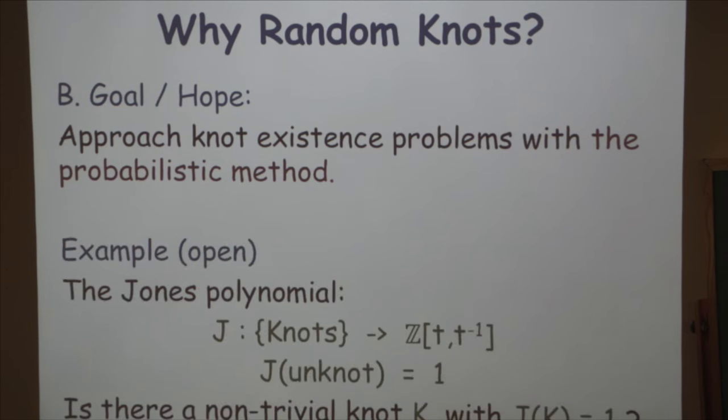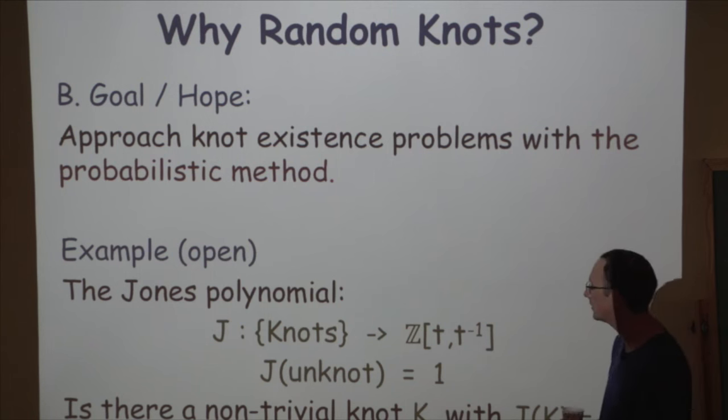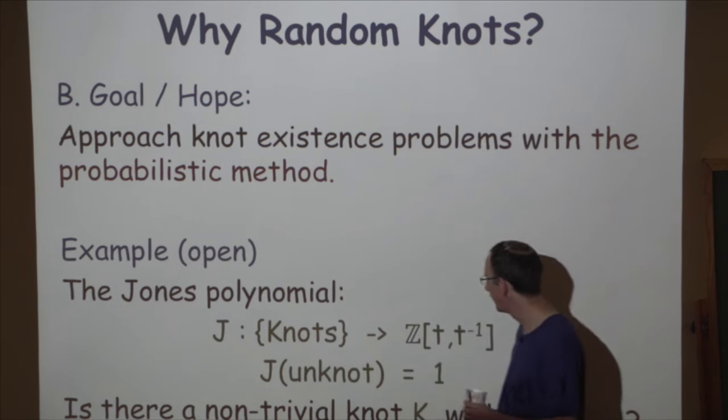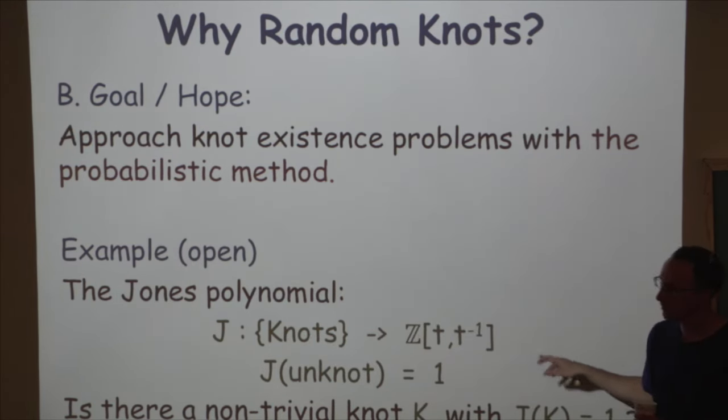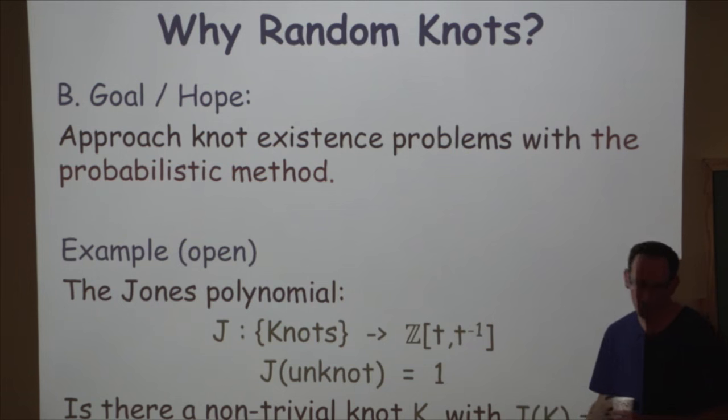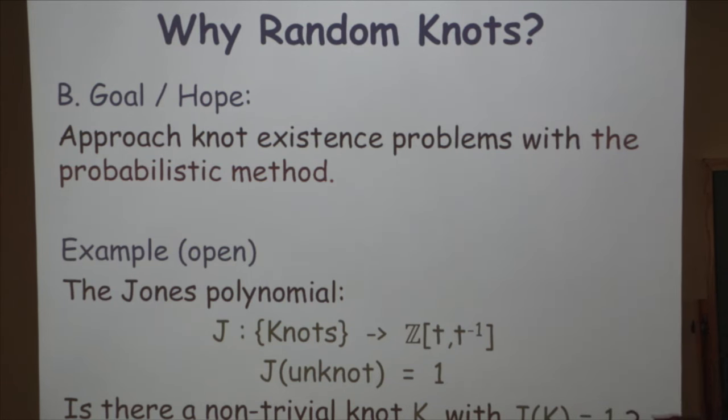So here is an example of what we could do. I mean, we are far from there, but this is what we could do with a probabilistic method. It's not known whether the Jones polynomial detects the unknot. The Jones polynomial is a knot invariant, which gives you a polynomial in T and 1 over T for every knot. And for the unknot, this polynomial is 1. And we don't know of any other knot for which the Jones polynomial is trivial, but it is open. Some people conjecture it is, but it is open.